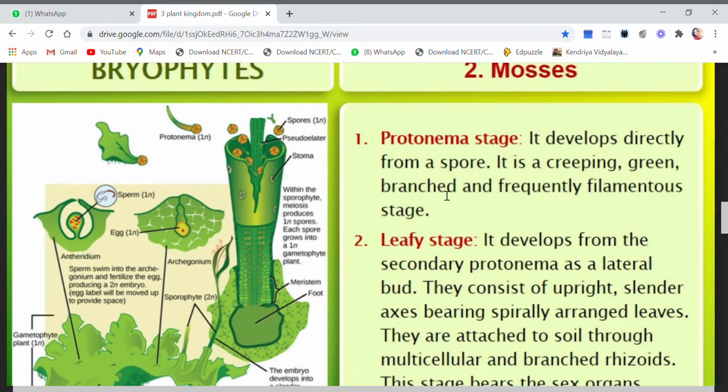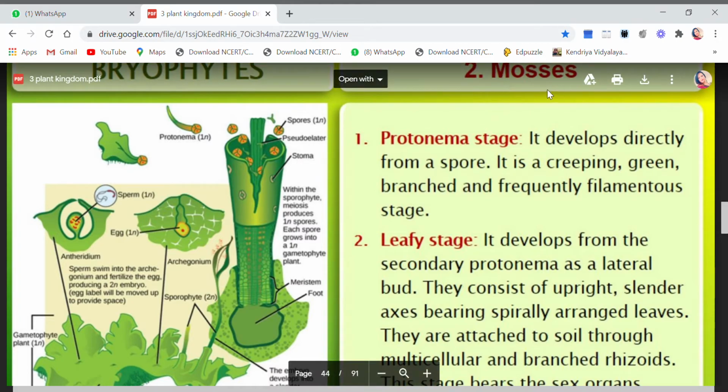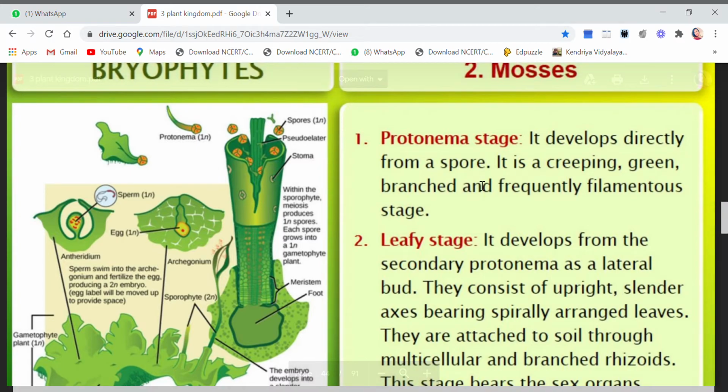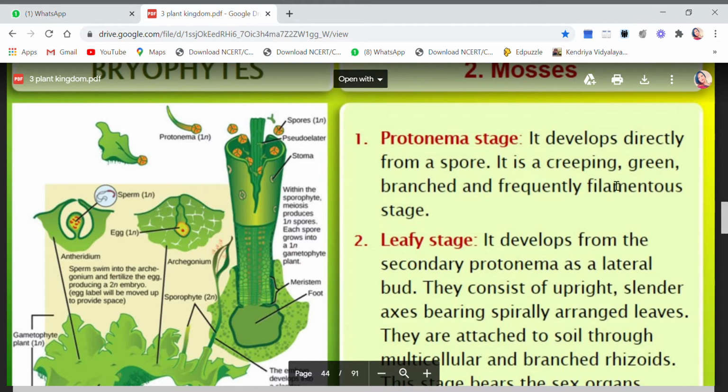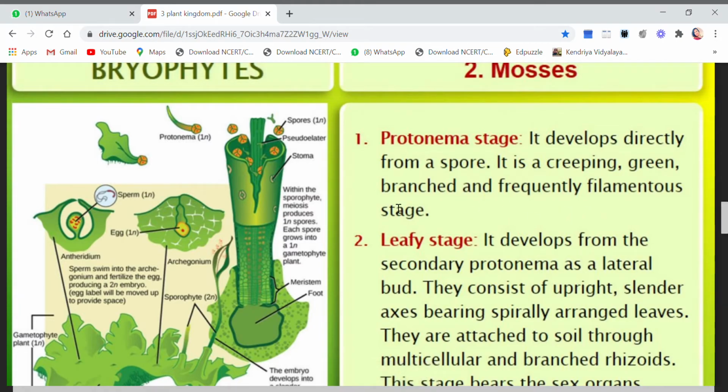As I just told you, the sporophyte will undergo meiosis and make spores in the capsule. The spores, wherever they fall, will give rise to a new gametophyte. So that new gametophyte in the case of moss is the protonema, the first stage that develops directly from a spore. It is creeping, that is, it won't stand straight. It is green, branched and frequently filamentous. I hope you have understood.